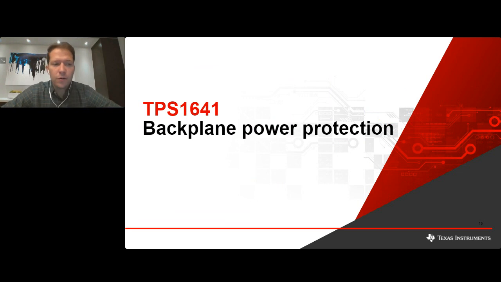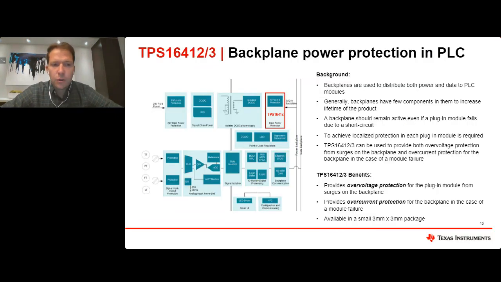Cool. And now to go over the TPS1641 and how it can provide backplane power protection. In terms of background, what backplanes are used for in PLCs is to distribute both power and data to different PLC modules that can be hot swapped in or plugged into the PLC backplane. Generally, these have few components just to increase the lifetime of the backplane, so any type of protection would need to be placed in the individual modules themselves.